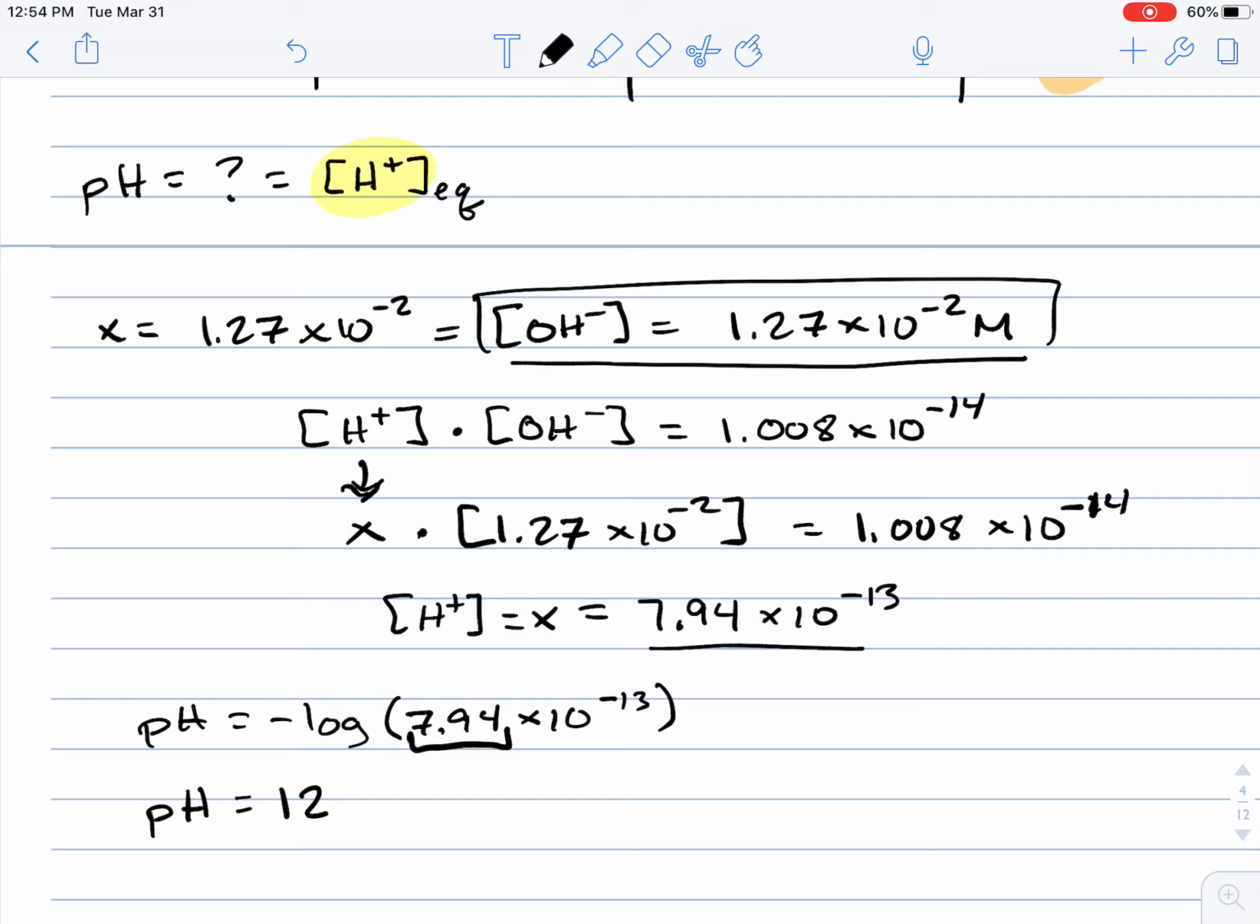Since there are 3 significant digits in my concentration, I need to report 3 places after the decimal. So 12.100. Okay, and so we want to include the zeros. We don't want to exclude them. Once again, we're after precision of our values.